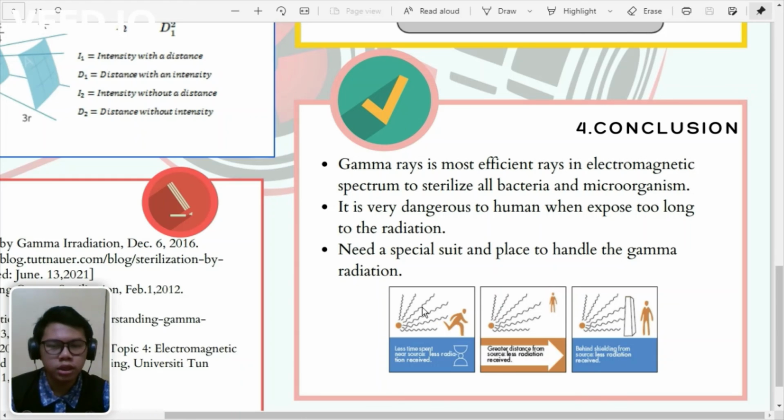We can see the picture below. The more time we spend near the source, the more radiation we receive, and the greater the distance from the source, the less radiation received. Behind shielding from the source, we will receive less radiation. The shielding can be concrete or something solid. That's all for me. Thank you.